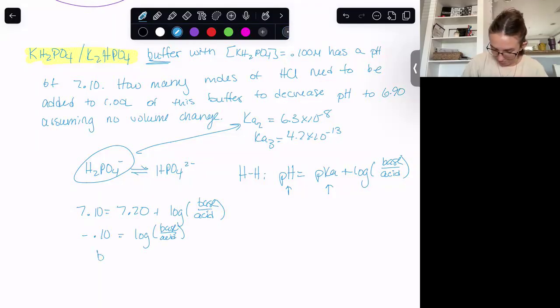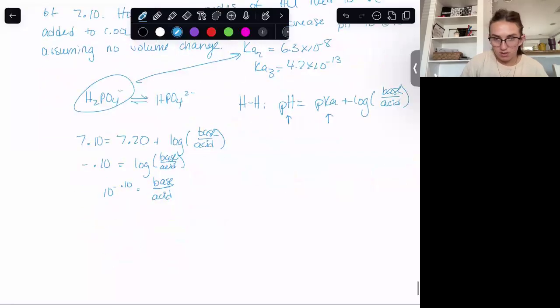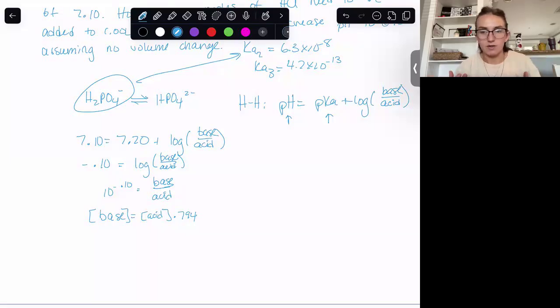And we can see that 10 to the negative 0.10 is equal to base over acid. So we know that the base concentration, again, these are all in concentrations, is the acid concentration times 0.794. Okay. What's important to ask yourself along these types of questions is: is this making sense?